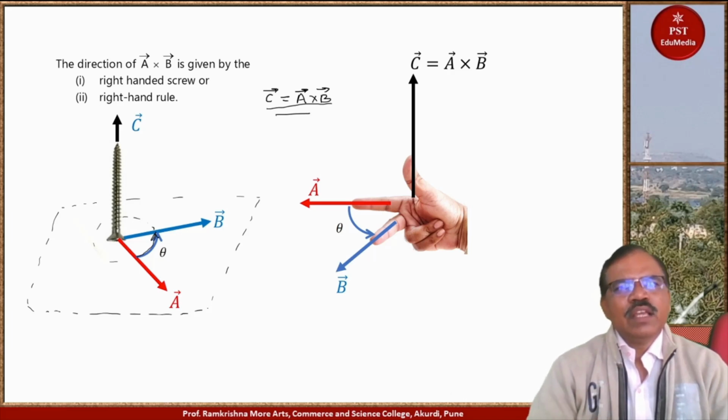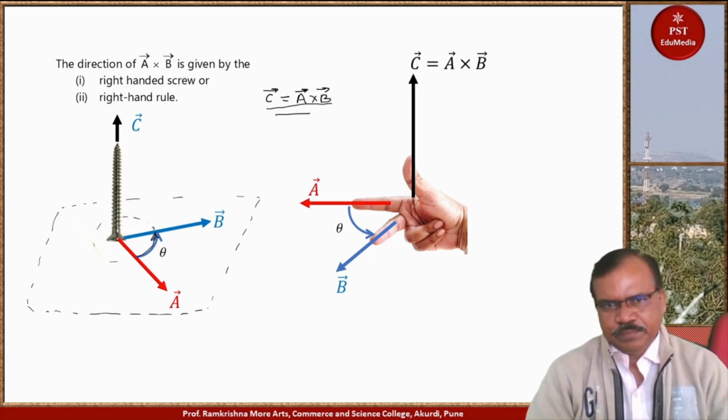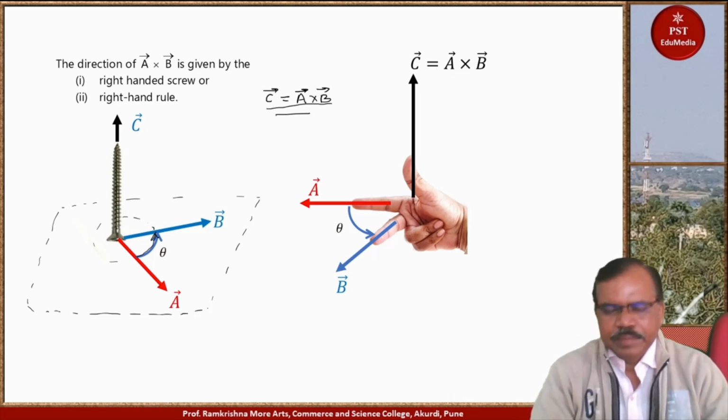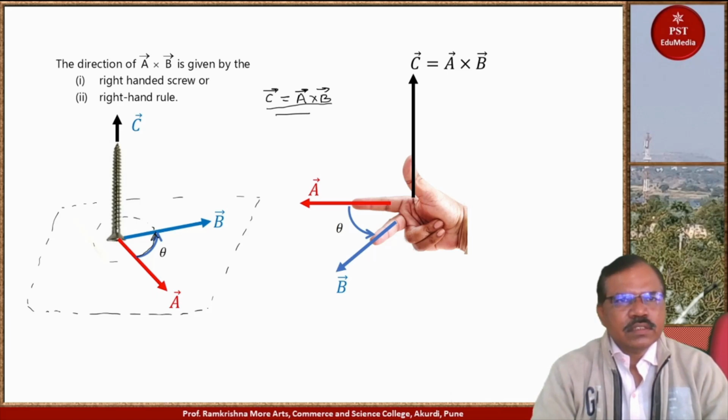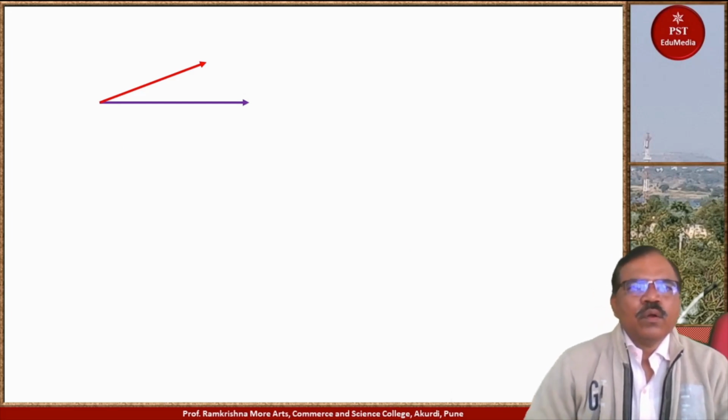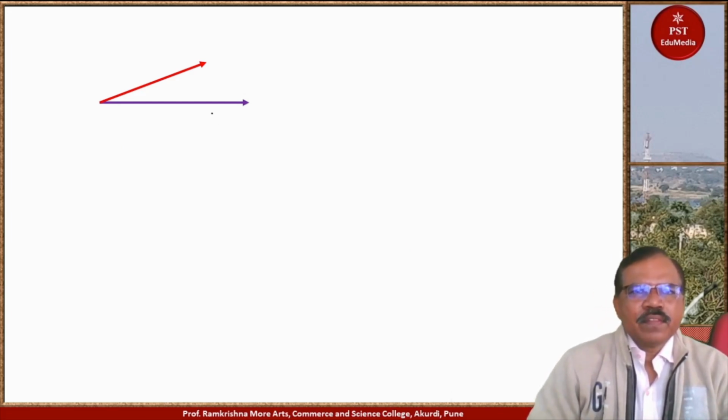So in this way we take the direction of C, and C is perpendicular to both A and B. So this is the cross product or vector product of two vectors. Now suppose we have vector A and vector B. These are two vectors.